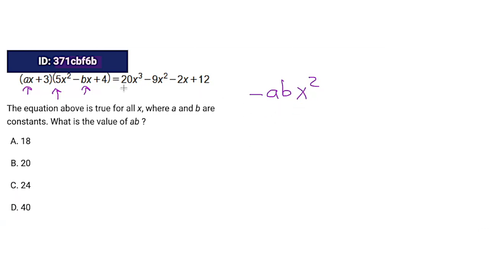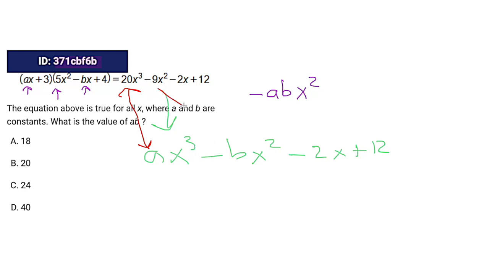Let me just show you a quick example. So if we had, let's take this, and then this was equal to ax to the third minus bx squared minus 2x plus 12. We would know that a equals 20 because these guys are both being multiplied by x to the third, and b equals negative 9 because these guys are both being multiplied by x squared. That's always going to be true of equations. Those coefficients being multiplied by the same degree, whether it be x squared, x to the third, or nothing, right?